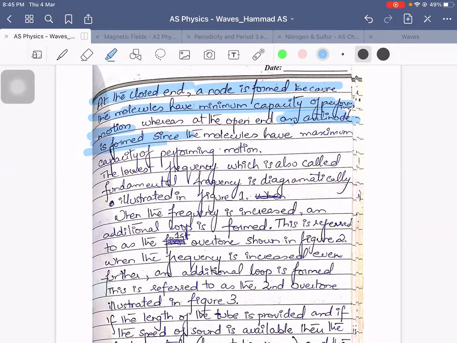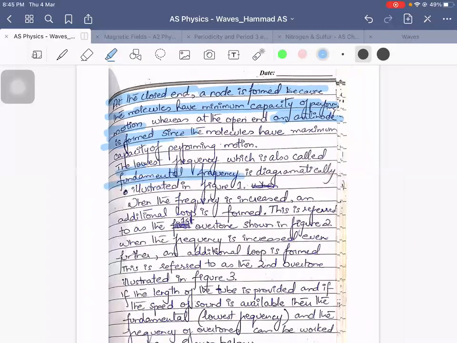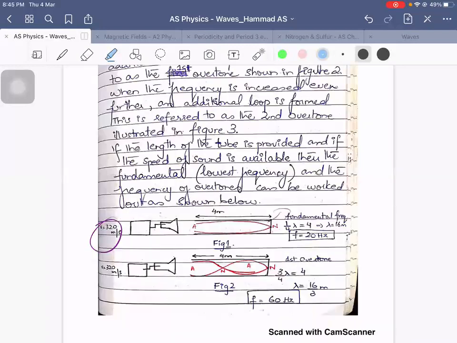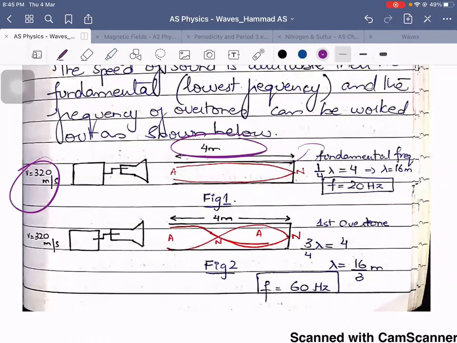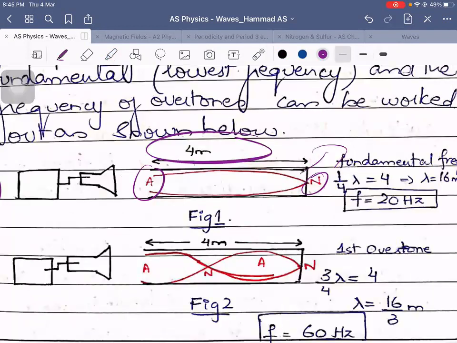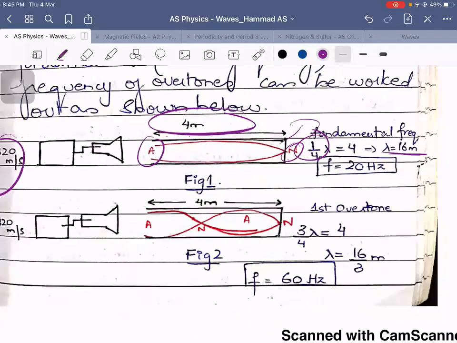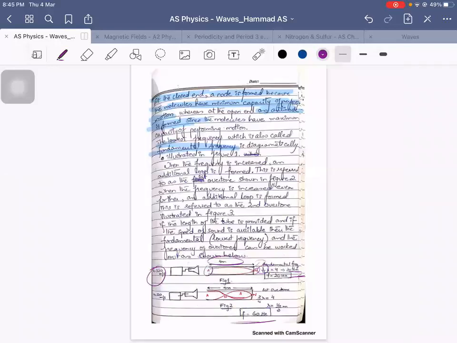The lowest frequency is again the fundamental frequency, and when the frequency is increased, there are overtones. Just like the initial case, you're provided with the distance node to antinode, which should be 1/4 lambda, and you equate that to 4 meter. And from here you can work off that your wavelength is 16 meter, and thereby you can work off the fundamental frequency and hence the overtones.